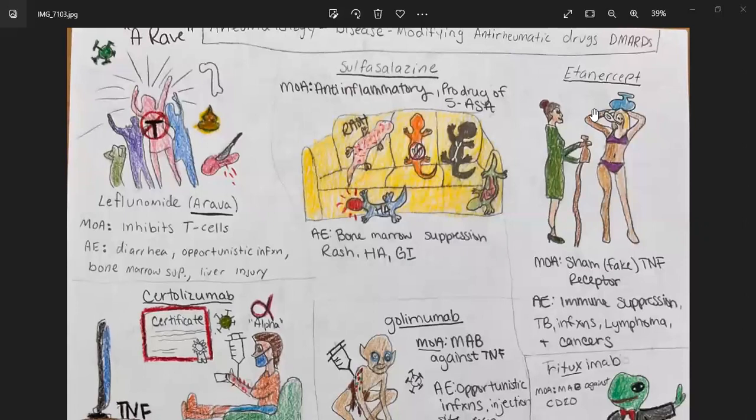We have etanercept, which is a lady who's getting a fake spray tan. So a tan for etanercept, and it's a fake spray tan because this is a sham or a fake TNF receptor. Adverse effects are immunosuppression. So she's got a cold pack and a thermometer in her mouth because she's sick. She's got TB, she's got infections, because her immune system's suppressed. And then you can also get lymphoma and cancers.